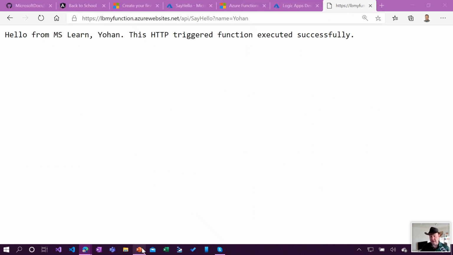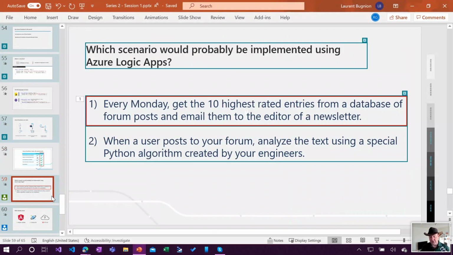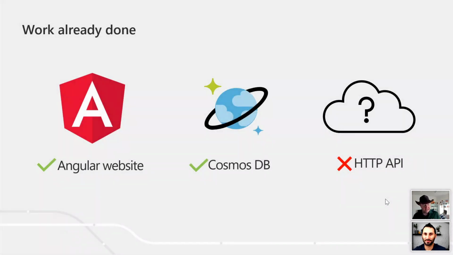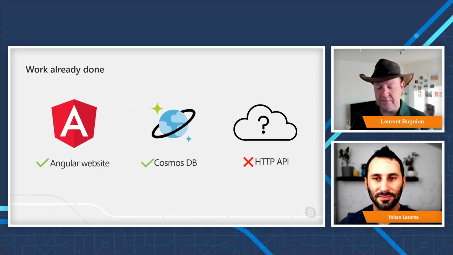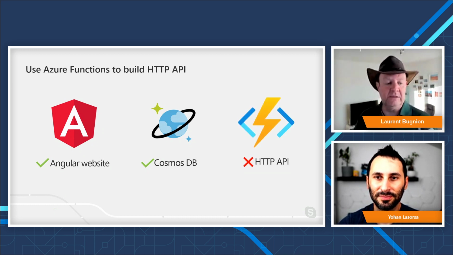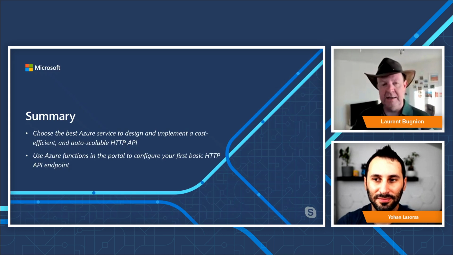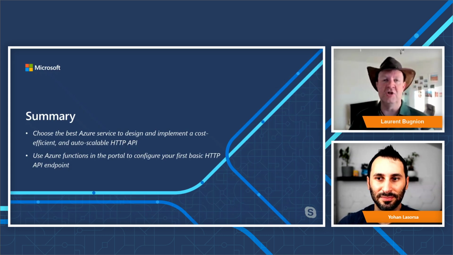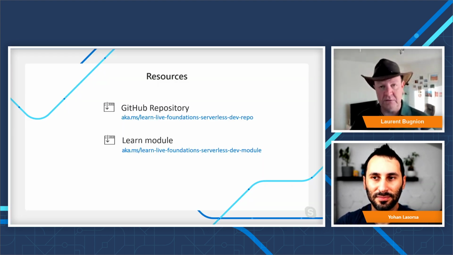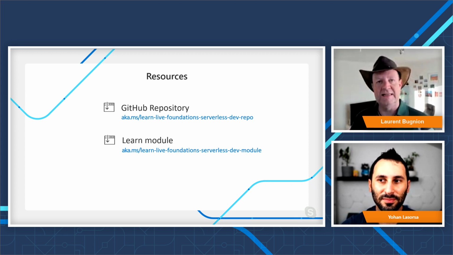This just happens. We are almost at the end. I see that we are just a little bit pressed by time. So let's move on to a little bit of a recap. We have seen that we have an Angular website which exists. We have Cosmos DB. We didn't have the HTTP API, but now we know that we are going to use Azure Functions to do that. In summary, we have shown you a lot of information about different Azure services. What should you choose in that particular case for those particular requirements? We hope that it was useful for you. You have more information in the GitHub repository as well as the Learn module.